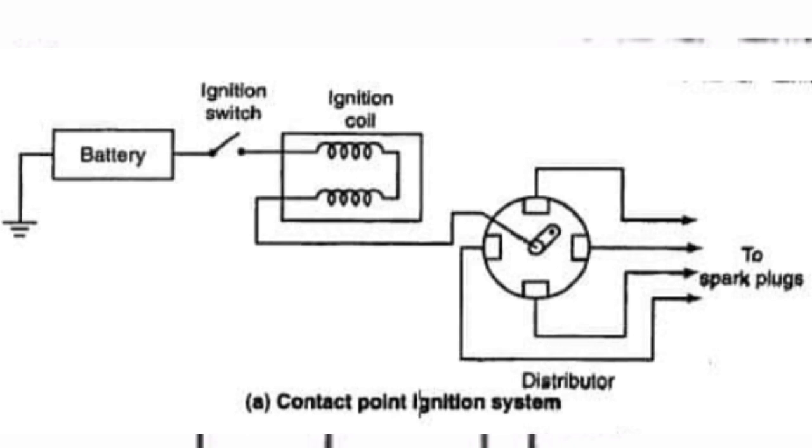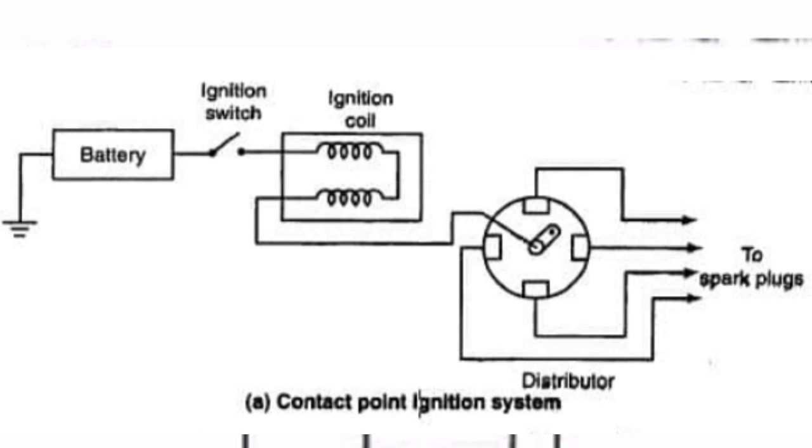Contact point ignition system. Before studying today's electronic ignition systems, you should have a basic understanding of the contact point ignition system. The two systems use many of the same components. These include the battery, the ignition coil, the ignition distributor, the spark plugs, and wires and cables that connect them. Contact point ignition system components.